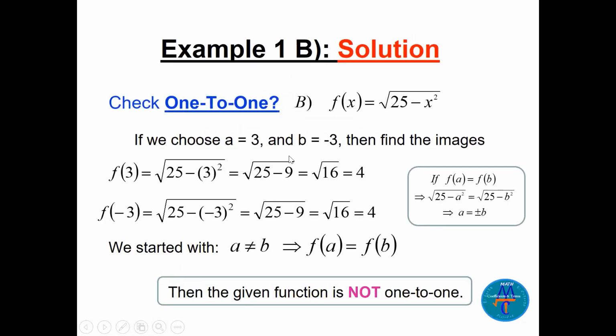Now the second one here, if we choose a equals 3, b equals minus 3. See, 2 numbers different. Let's find the images. Images means I put f of 3 in the function, I get 4. If I put f of minus 3 in the function, I get 4. See, 2 different values, 3 and minus 3, they get the same image. So a not equal to b, we get f of a equal to f of b, which is not one-to-one. Also, you can use the other formula: if f of a is equal to f of b, then you get the square root equal to square root, so a will be plus or minus b. We should get only a equals b. So this is not one-to-one.